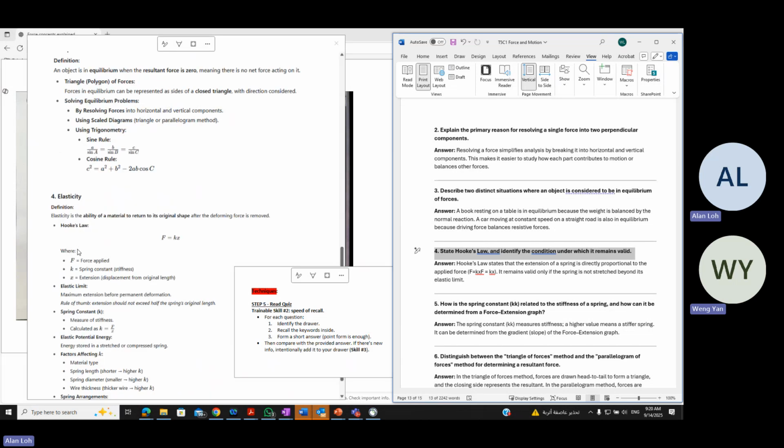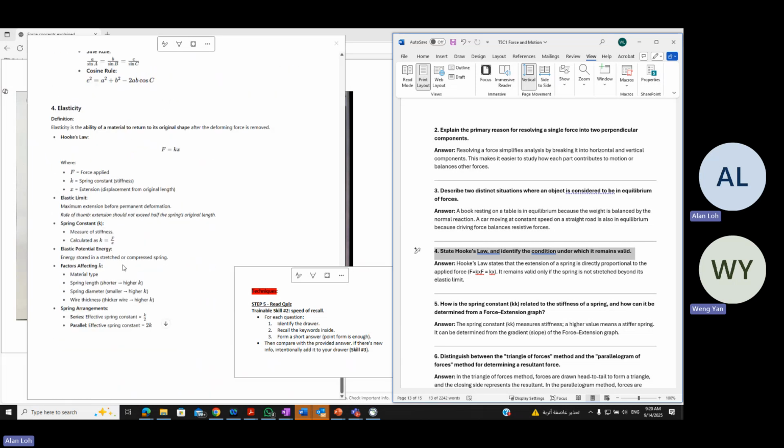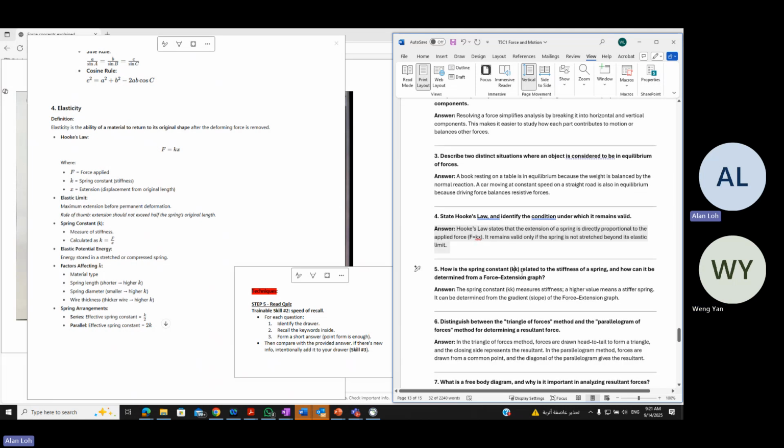That's the elasticity, the first statement. Okay, let's do the answer. Extension is proportional to the force, only if it's not stretched beyond the limit. All right. Okay, let's do question 5.